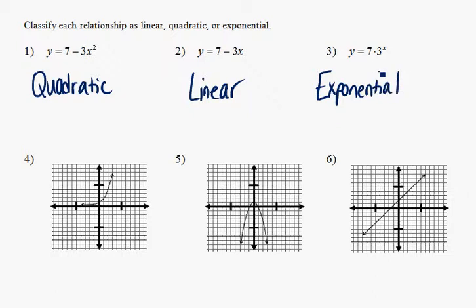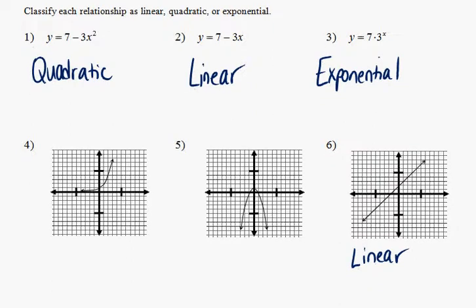Next, let's look at the graphs of these three types of functions. Let's first look and see if we can figure out which one is a linear function. Well, if I look inside the word linear, I see the word line. So I'm looking for my function whose graph is a line. And that right here is number 6. So number 6 is the graph of a linear function.